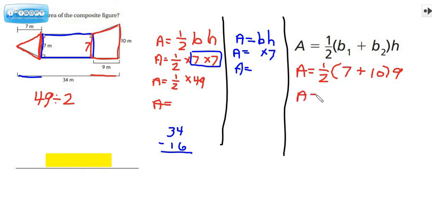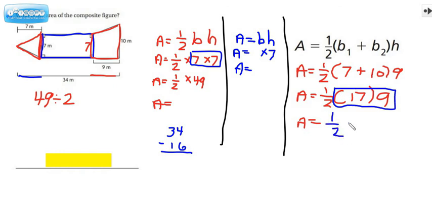Alright, so the next step would be to add the parallel sides. We get 17 when we add 7 plus 10. Alright, now once again, we don't have an even number here. So what I'm going to suggest is that you find what 17 times 9 is. You're going to get some number. Write it down next to the half. And then you're going to take half of it. What's the easiest way to take half of it? Divide it by 2. Alright, so you're going to have that number when you finish that step.